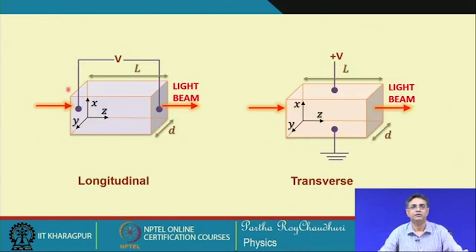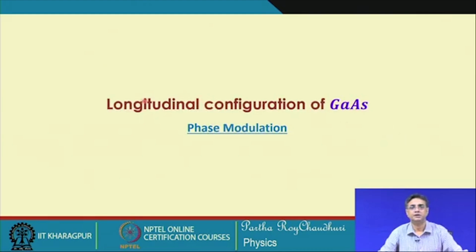So, in the longitudinal configuration, as we know, you have a length L and you apply the voltage along the length of the crystal, and the light beam is propagating through the crystal in the z direction. Whereas, in the transverse configuration, you apply the electric field, the voltage, across the modulator in the x or in the y direction, whereas the light is propagating along the z direction. The length of the crystal is L, we will assume, and the width of the crystal is d. Therefore, for longitudinal configuration, we will first take up the phase modulation.